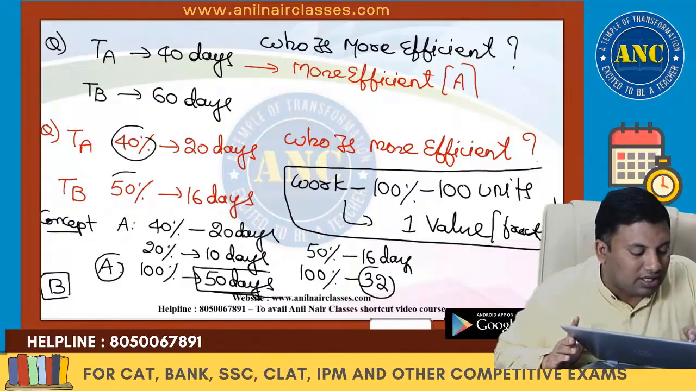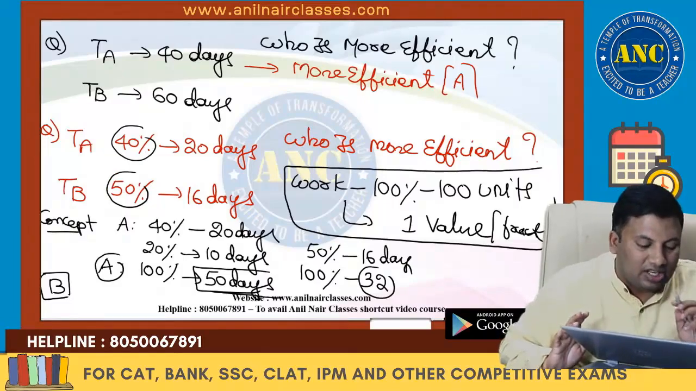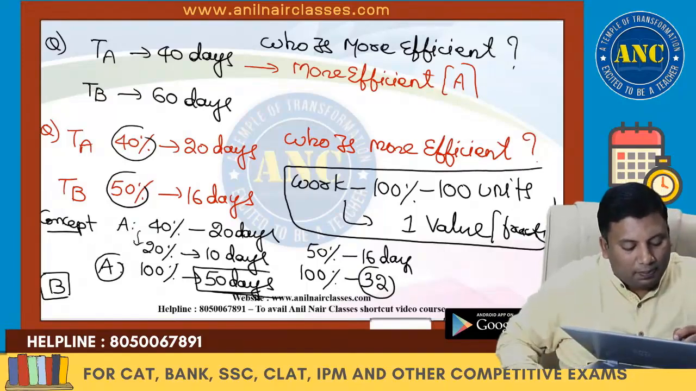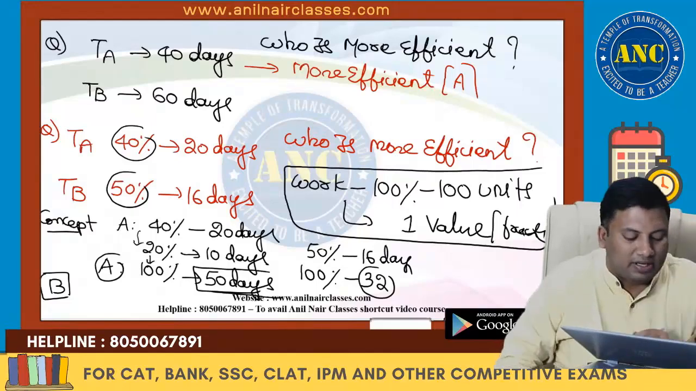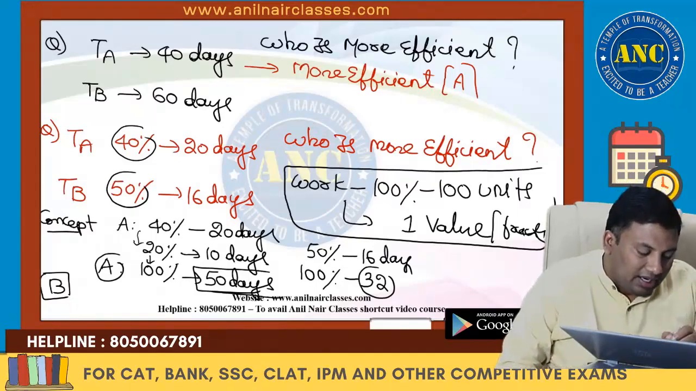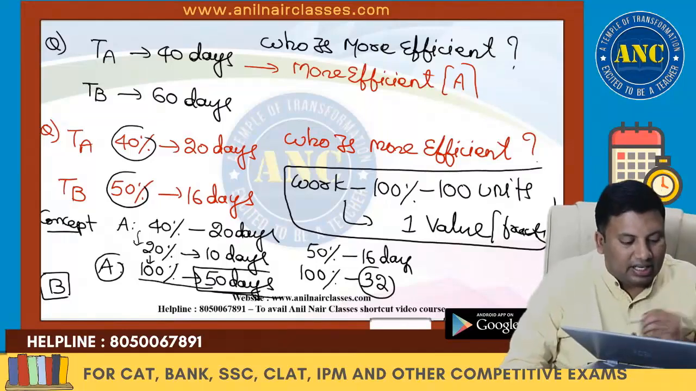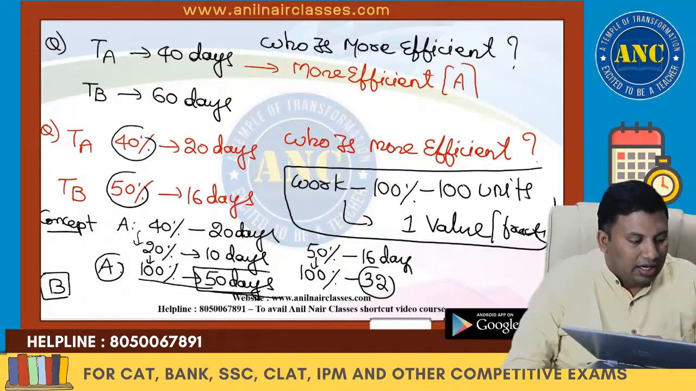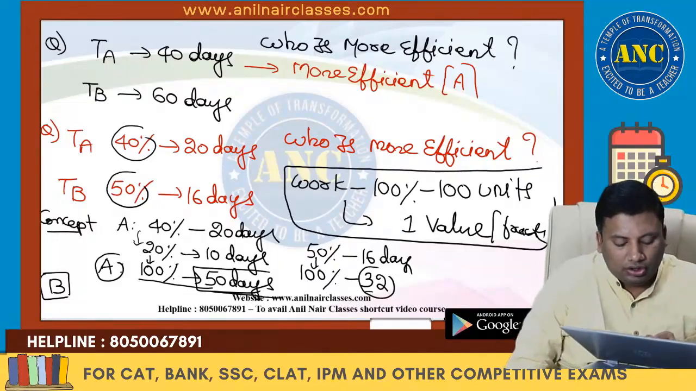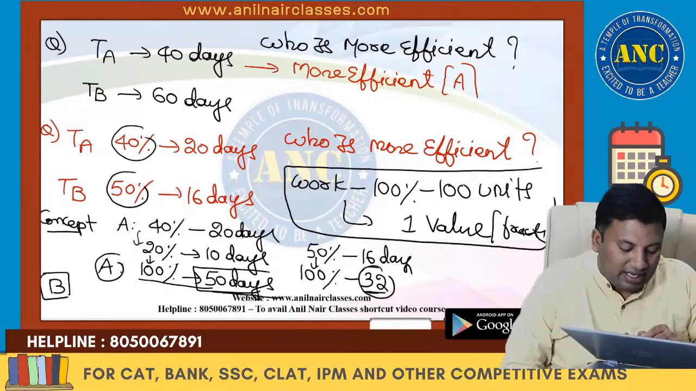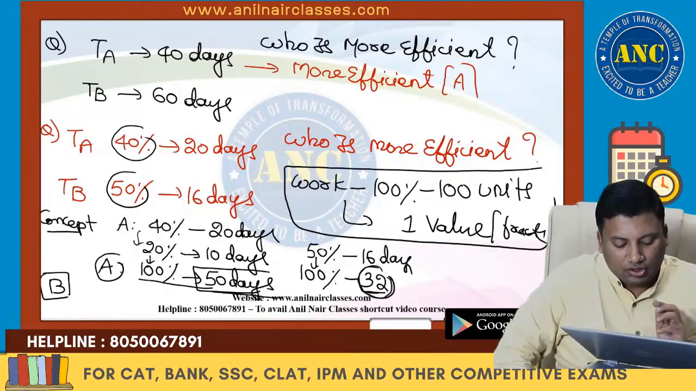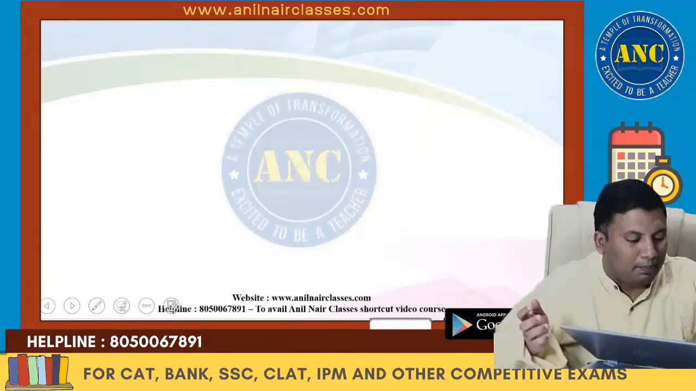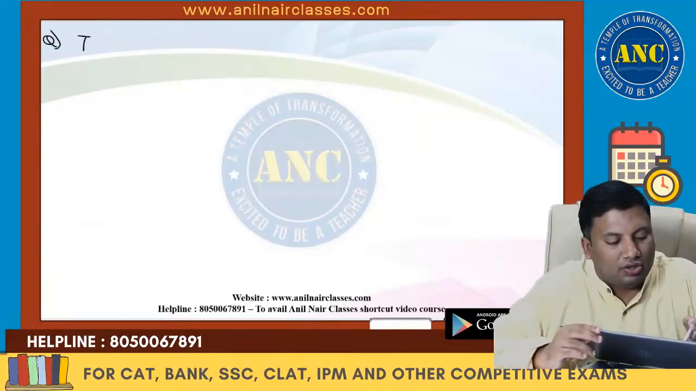These kinds of problems are highly repeated. 40% in 20 days. Half of it, 20% in 10 days. I want 100%: 10 into 5 is 50, so 100% takes 50 days. 50% in 16 days, 100% is 16 into 2, which is 32. He is taking less time to complete the work, so B will be more efficient. We will solve more and more examples, and you will get more and more idea.